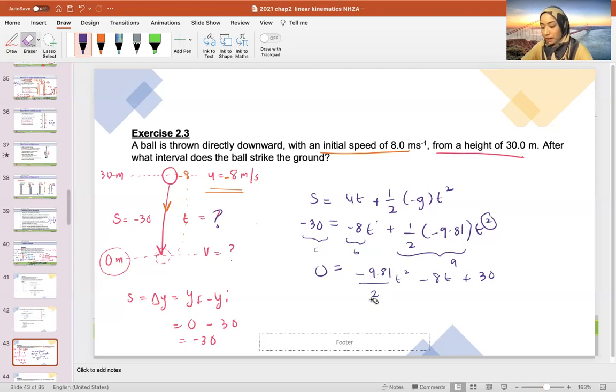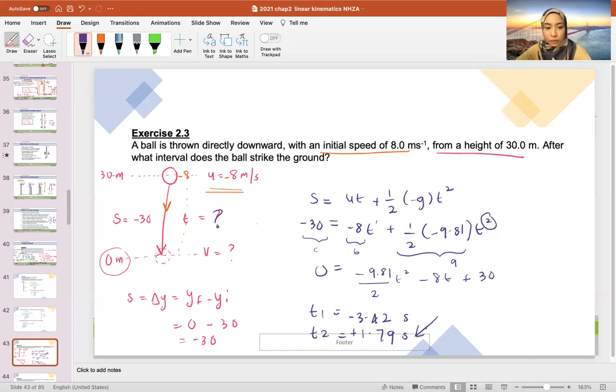Minus 9.81 divided by 2 is my A. My B is minus 8. My C is positive 30. So I get 2 answers here because it's a quadratic equation. So my T1 is equal to 3.42 and my number 2 answer is, sorry, this is minus, 1.79 seconds. So I have 2 answers here. Which answer should I choose? Positive.